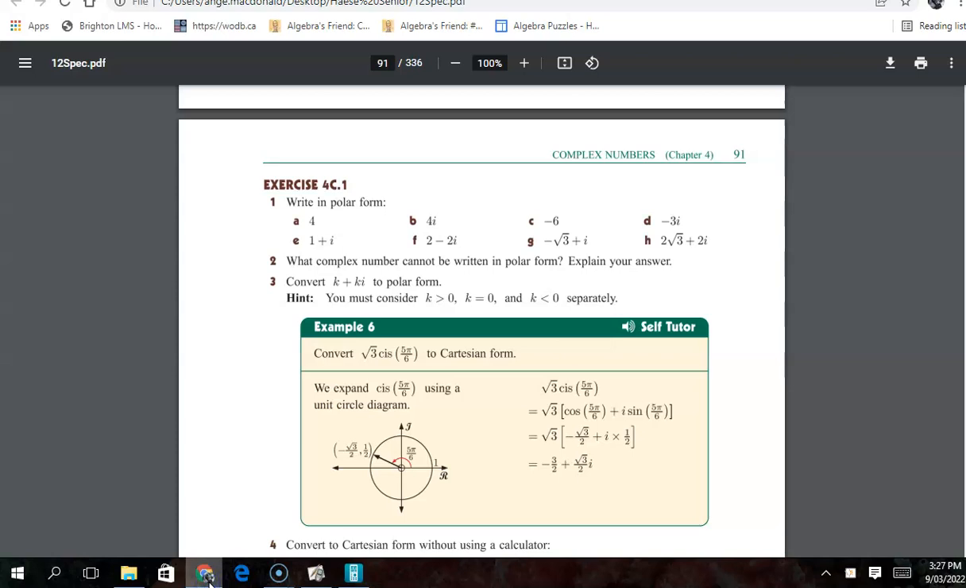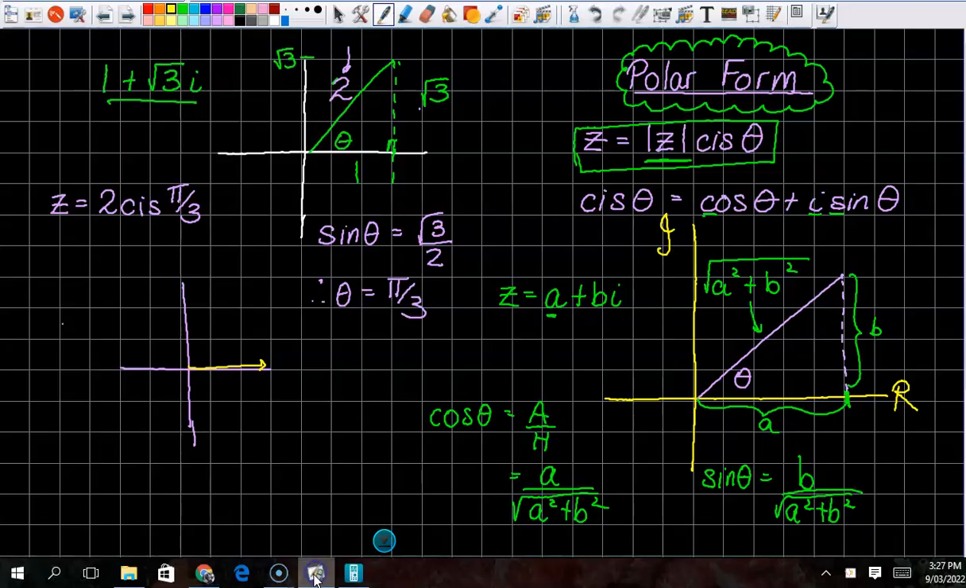Bit mean. What about 4i? God, it sounded very Aussie then. 4i. Right? Your imaginary is up here. Don't mock my eye. That's 4. So what is my angle? Pi on 2. So I don't need any calculator. I don't need any trig there, right? Because 4i will just be, what is the length? It's going to be 4. And what is my angle? Cis pi on 2, right? So sometimes those easy ones are actually the ones that we go, it doesn't work.